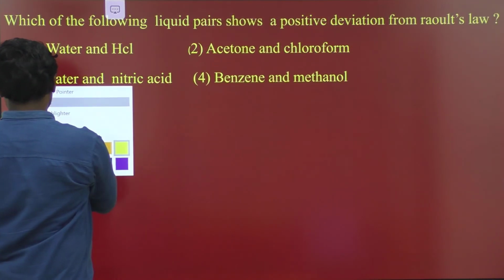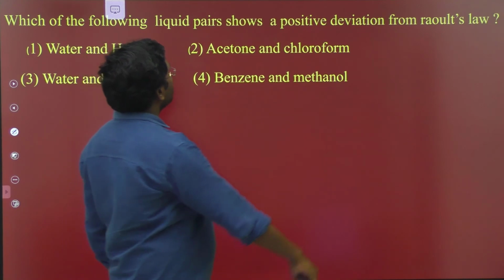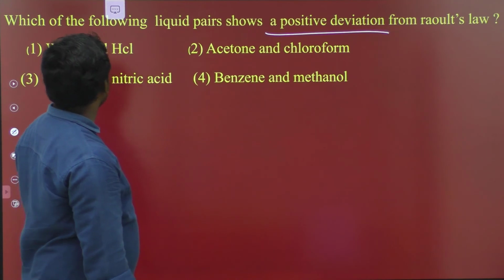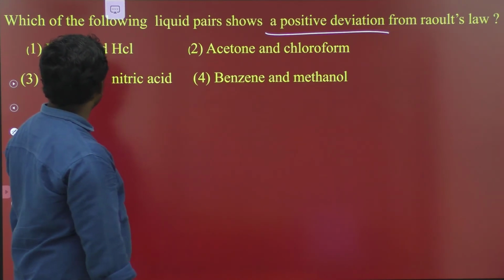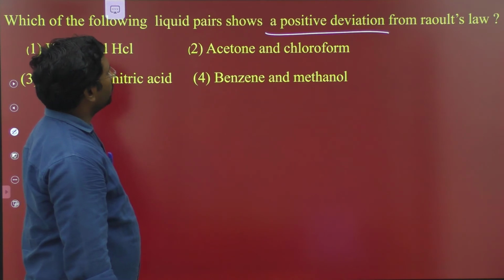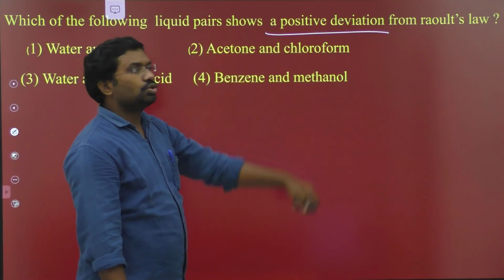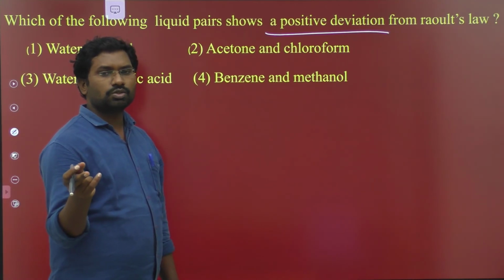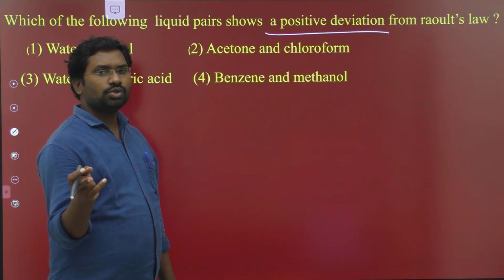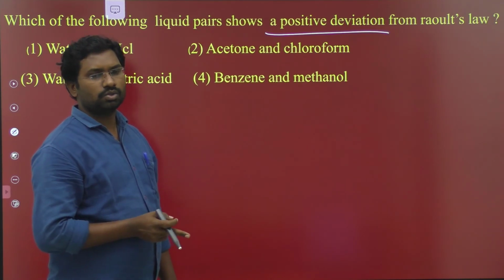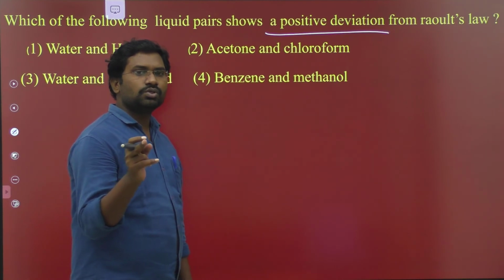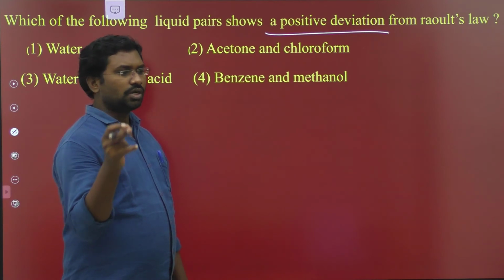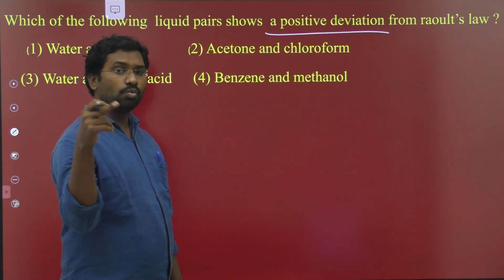And come to another question: which of the following liquid pairs shows a positive deviation from Raoult's law? Water and HCl, acetone and chloroform, water and nitric acid, and benzene and methanol. You know the condition for positive deviation: if the vapor pressure of the solution is higher than predicted by Raoult's law, then the solution exhibits positive deviation. If the solution exhibits positive deviation, it has more vapor pressure.